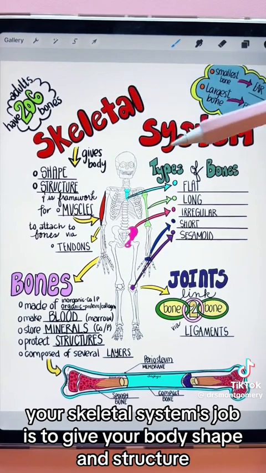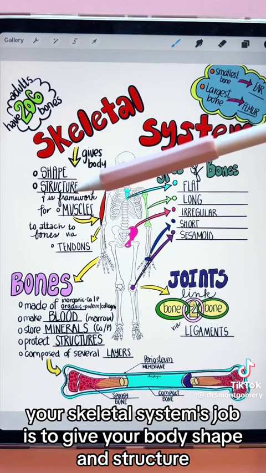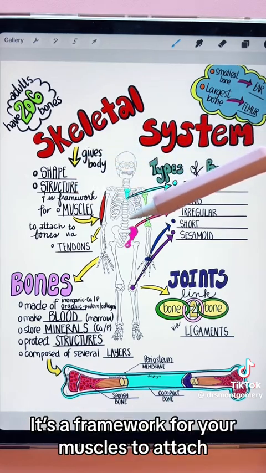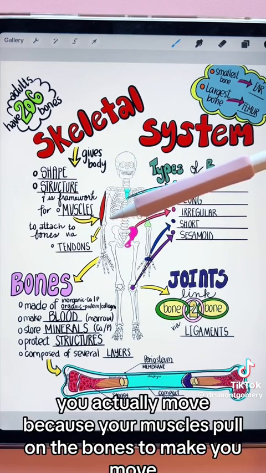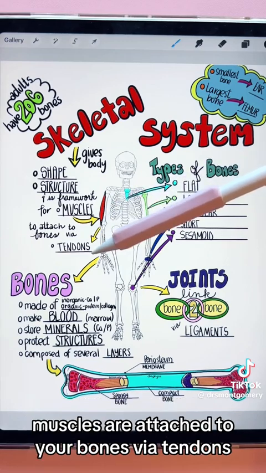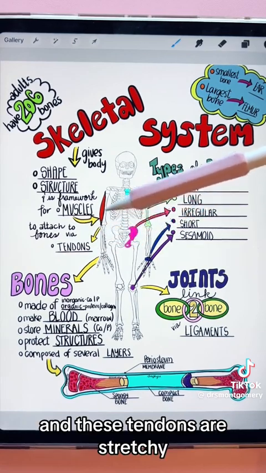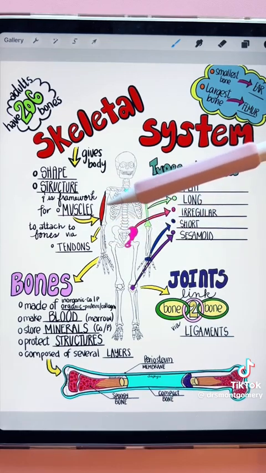Your skeletal system's job is to give your body shape and structure. It's a framework for your muscles to attach. You actually move because your muscles pull on the bones to make you move. Muscles are attached to your bones via tendons, and these tendons are stretchy, which allows that movement.